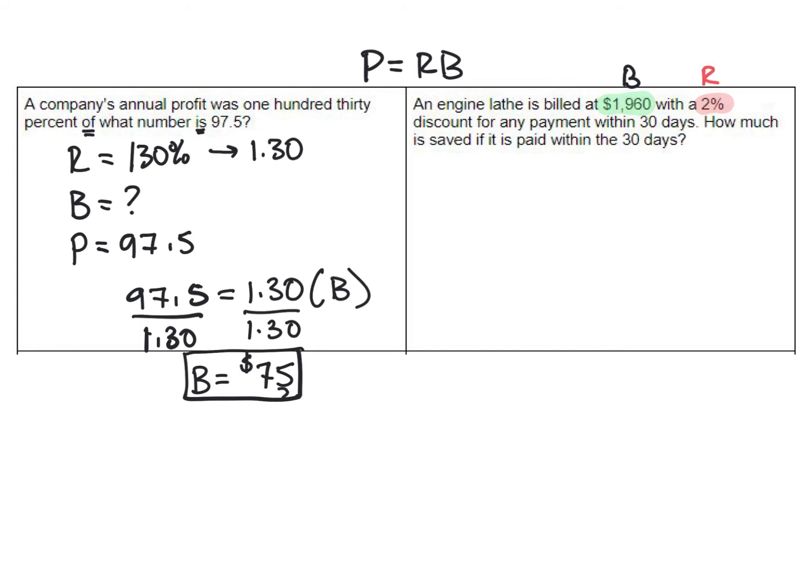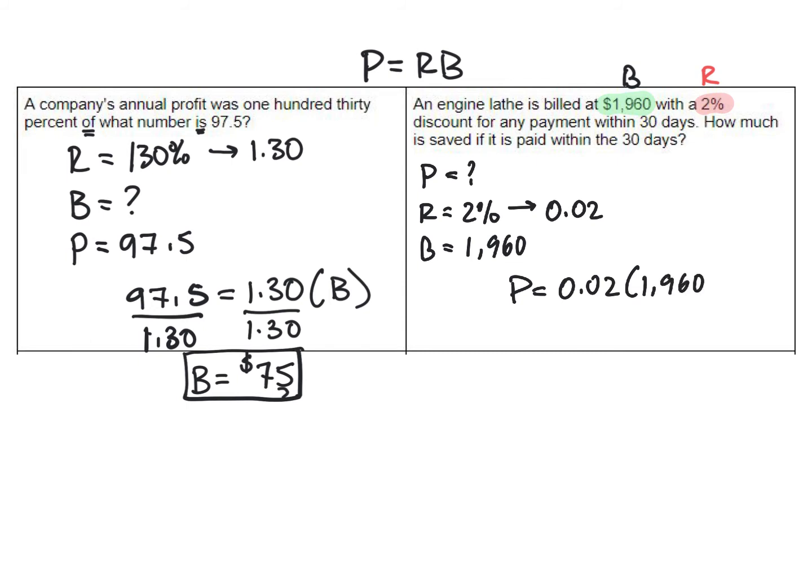So I know in this case that my percent is what we are trying to find. The rate is given to me as 2%. My base is $1,960. My rate I have to change to a decimal, so 2%, and I can divide by 100 or move the decimal, would be 0.02. Then finding the percent of that number, P equals RB, I'm going to take 0.02 and simply multiply it by 1,960. And that would give me as an answer, my percent would be $39.20. So $39.20. That's how much money we would be saving with that 2% discount. Not what we'd be paying, but that's what we'd be saving.